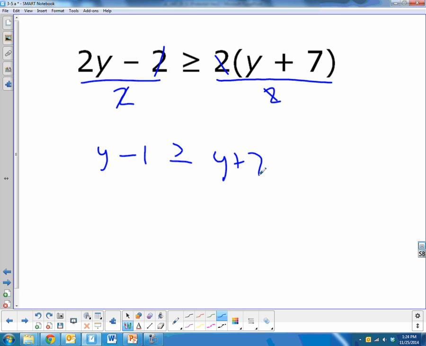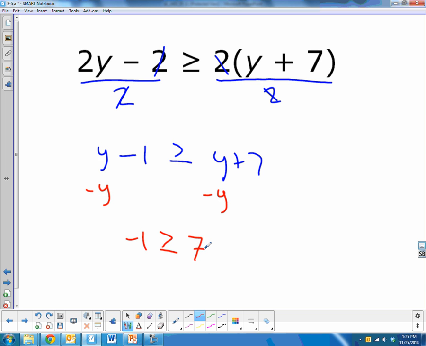I get all my y's together on both sides. I'm going to minus y from this side, and minus y from this side. And y minus y is going to give me 0. Y minus y is 0 y's. It's nothing. So I'm left with negative 1 is greater than or equal to 7. Is that true? Is negative 1 greater than or equal to 7? No, that's absolutely wrong. Negative 1 cannot be greater than or equal to 7.